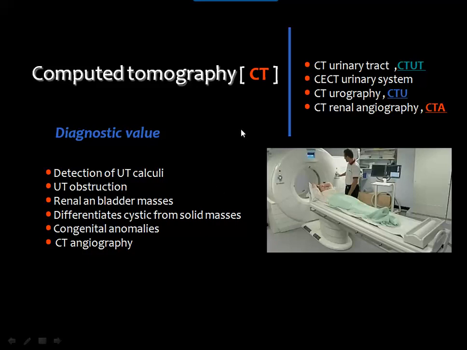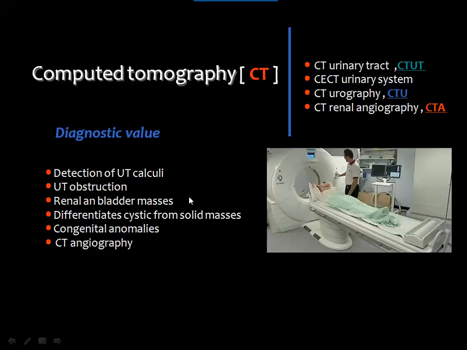The first one is known as CT-UT, which is a simple examination of the urinary tract by CT without preparation, without the need to inject the contrast media, looking only for urinary tract calculi. Then the next examination is the CT of the urinary system performed after contrast injection. Then you have the third study, which is CT urography, and the fourth study, which is CT renal angiography.